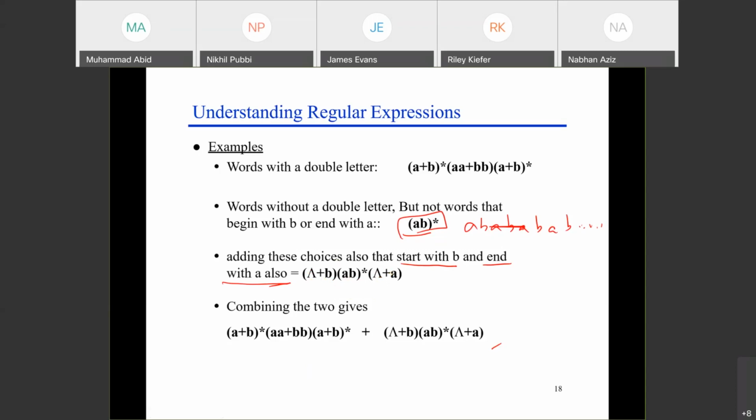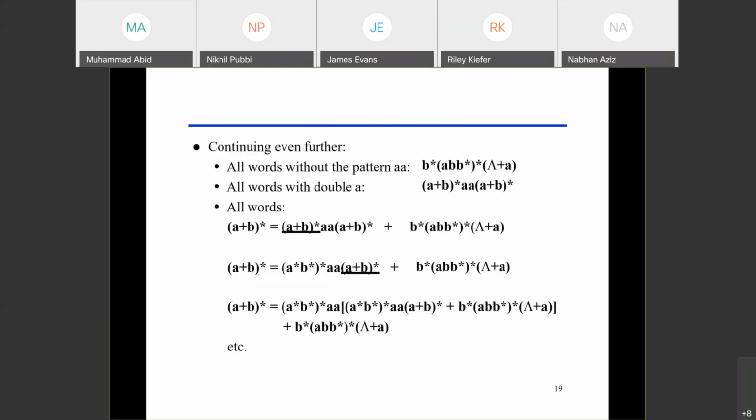Okay. Combining these two, now if you see this, this is with double letter and this is without double letter, and we can say that this is equal to A plus B whole star. So look at this one. So all words with a pattern.